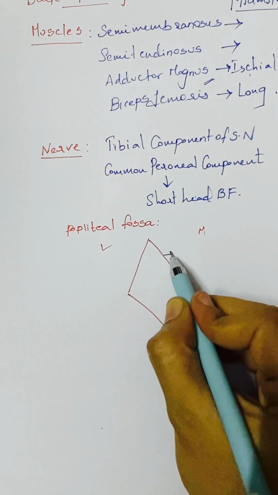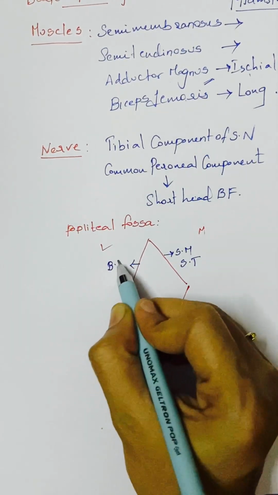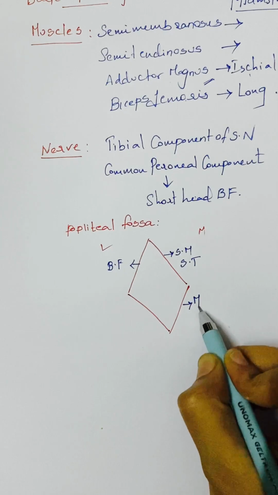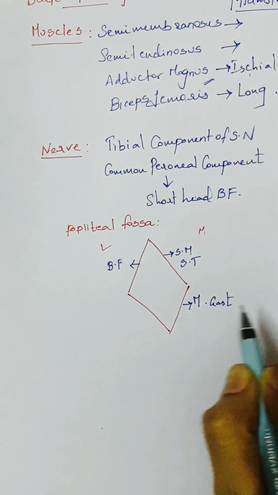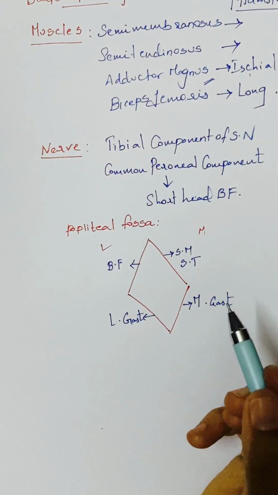Now moving on to popliteal fossa, it is a diamond-shaped fossa. We have four boundaries: superomedially semitendinosus and semimembranosus, superolaterally biceps femoris, inferomedially medial head of gastrocnemius, inferolaterally lateral head of gastrocnemius.